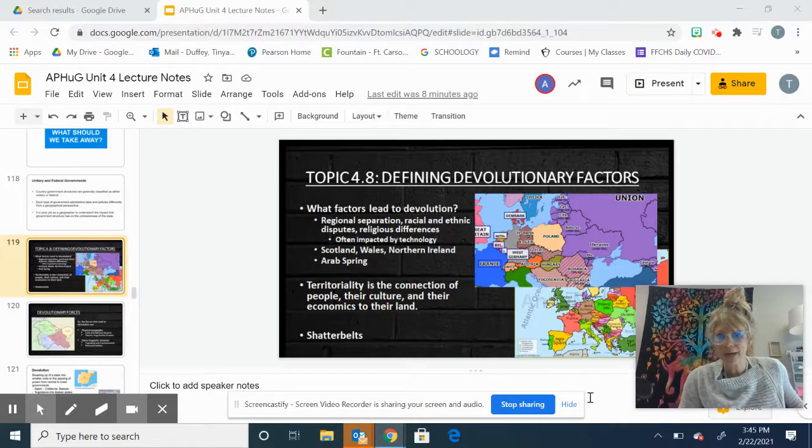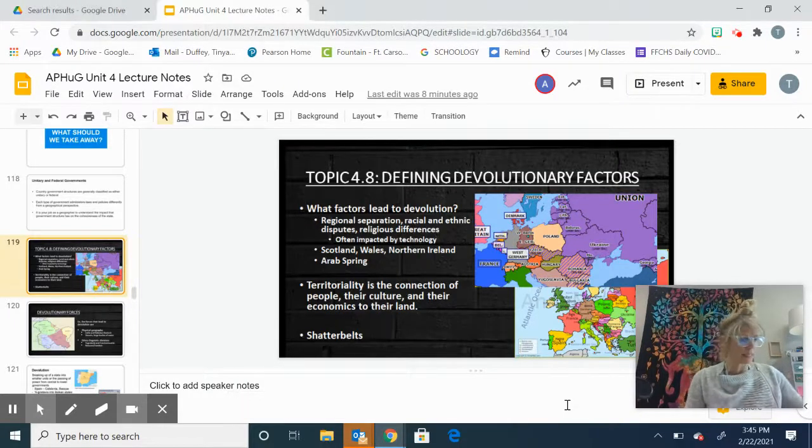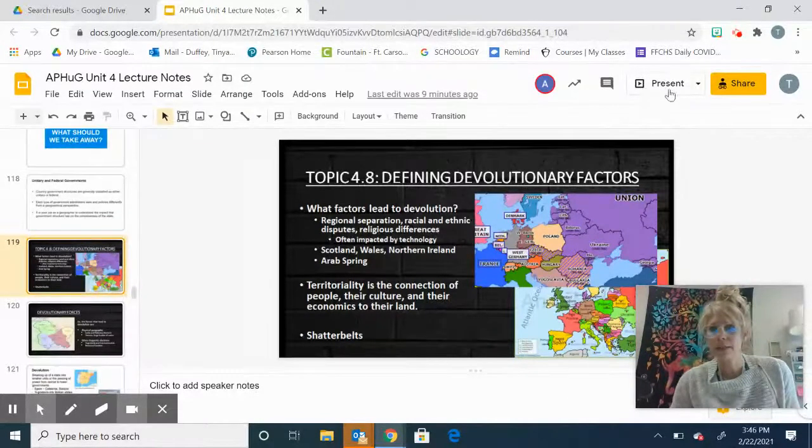Hey guys, here we are at 4.8. So I just realized that I have a typo on your template. Okay, so we're going to go into 4.8, which is defining devolutionary factors. And that first page is correct. But on the second one, where it says continued, it says 4.9, but that should actually be 4.8 continued. So if you want to change that really quick, it is also the second part of defining devolutionary factors. Okay? All right, let's get started.